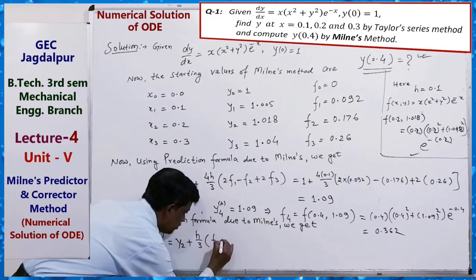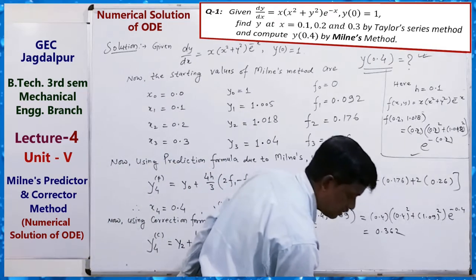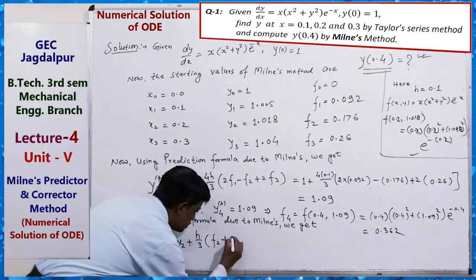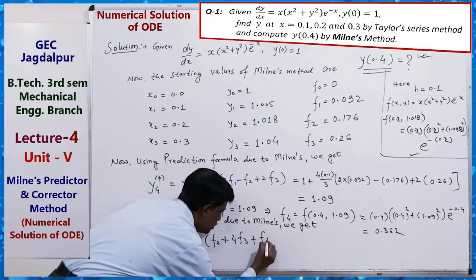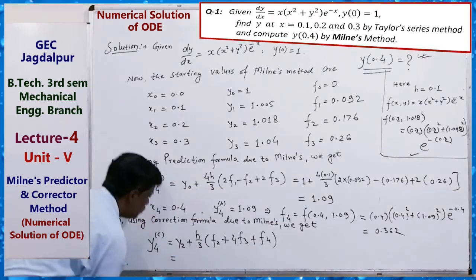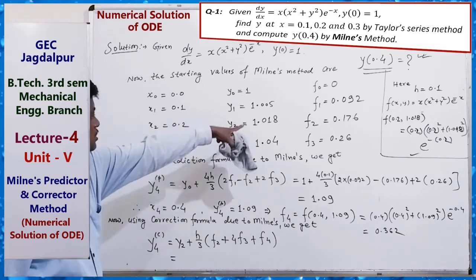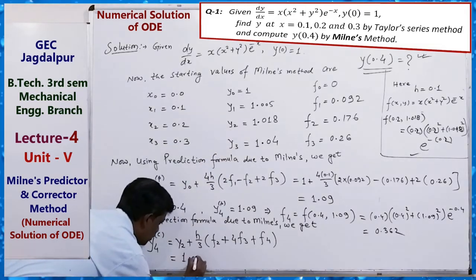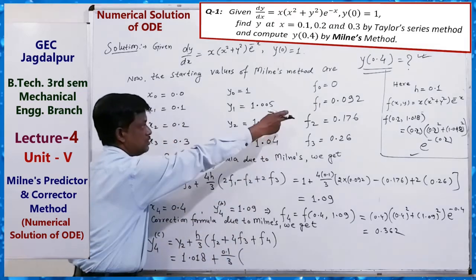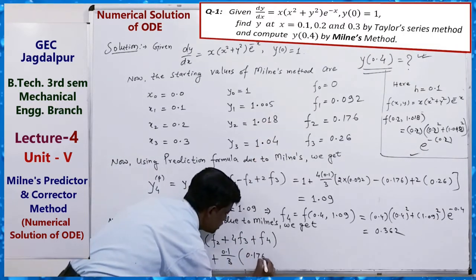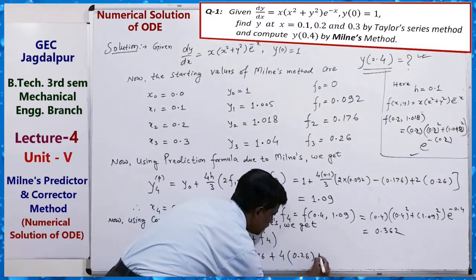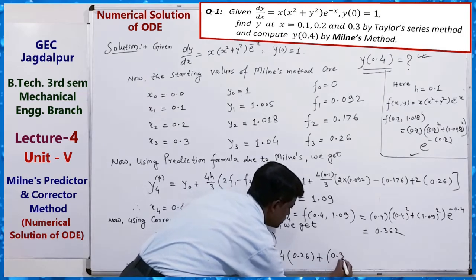f2 plus, I think, okay, plus f2 plus 4f3 plus f4. Here f4 is what? This f4. So just put value y2. What is y2? This 1.018 plus h 0.1 upon 3. f2 is this 0.176 plus 4 into f3 is this 0.26 plus f4 is this 0.362.